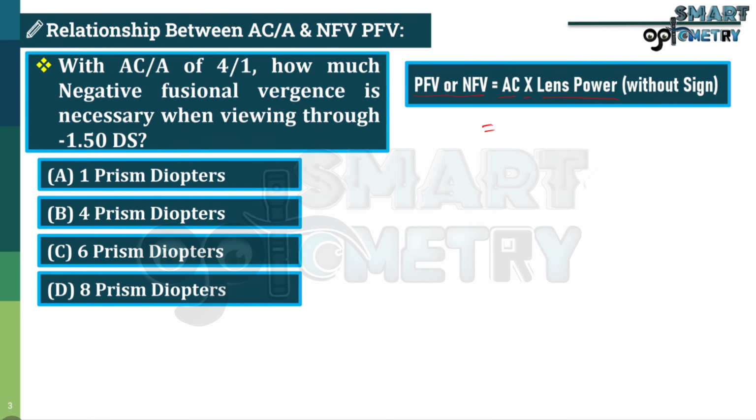Now for this patient, the AC/A ratio is 4, that means AC is 4.